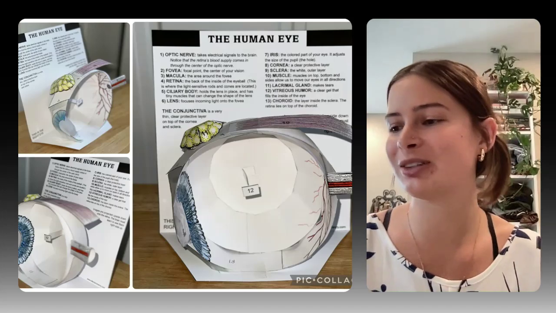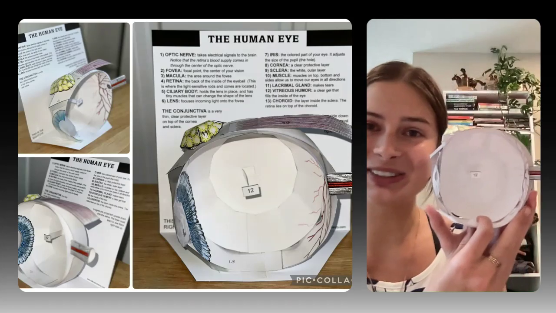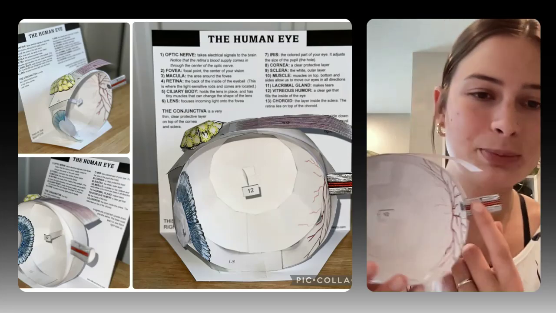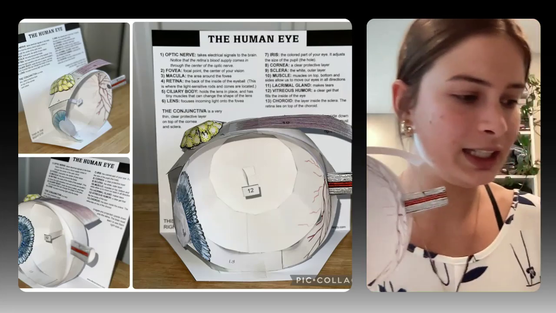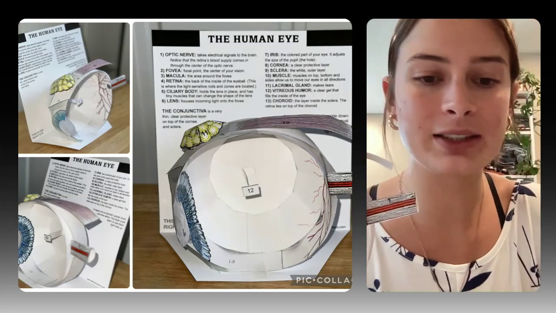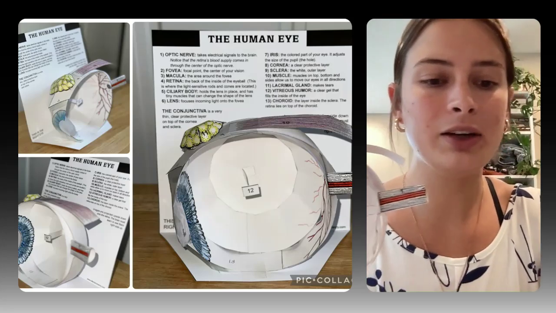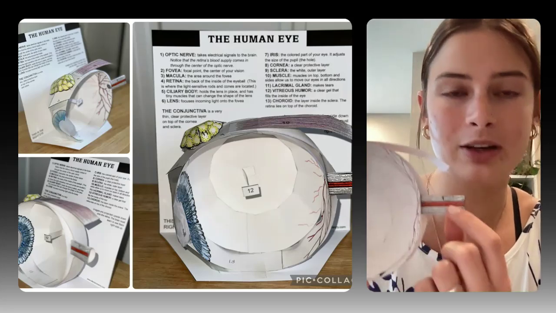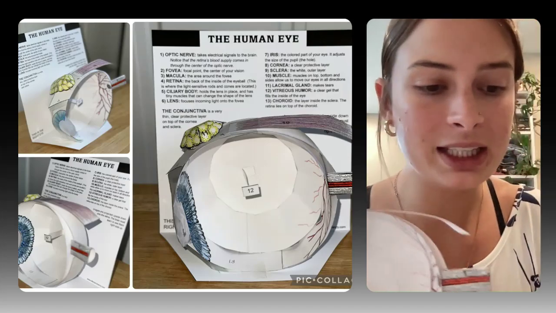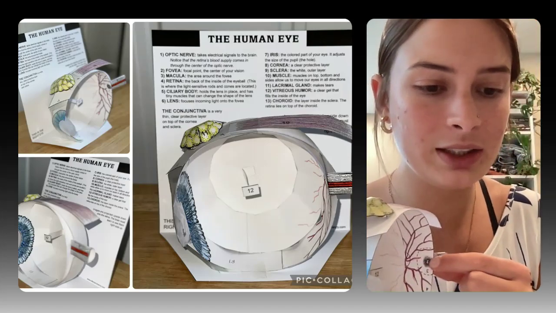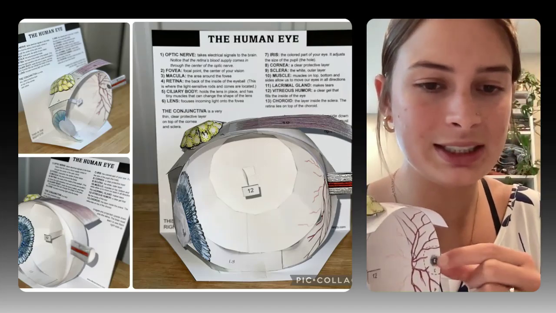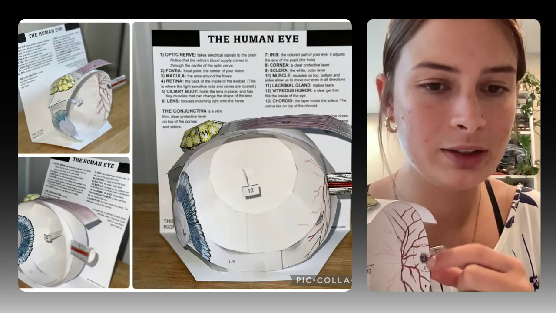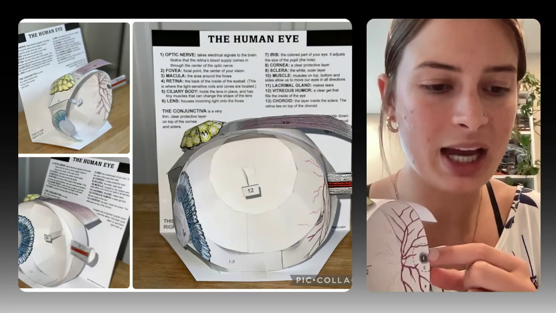So now I'm going to walk you through this little diagram that I made. So first you have the optic nerve right here, and that takes electrical signals to the brain. And notice that the retina's blood supply comes in through the center of the optic nerve. And then you have the fovea right here, and that is the focal point, the center of your vision. And then right around this area is called the macula.